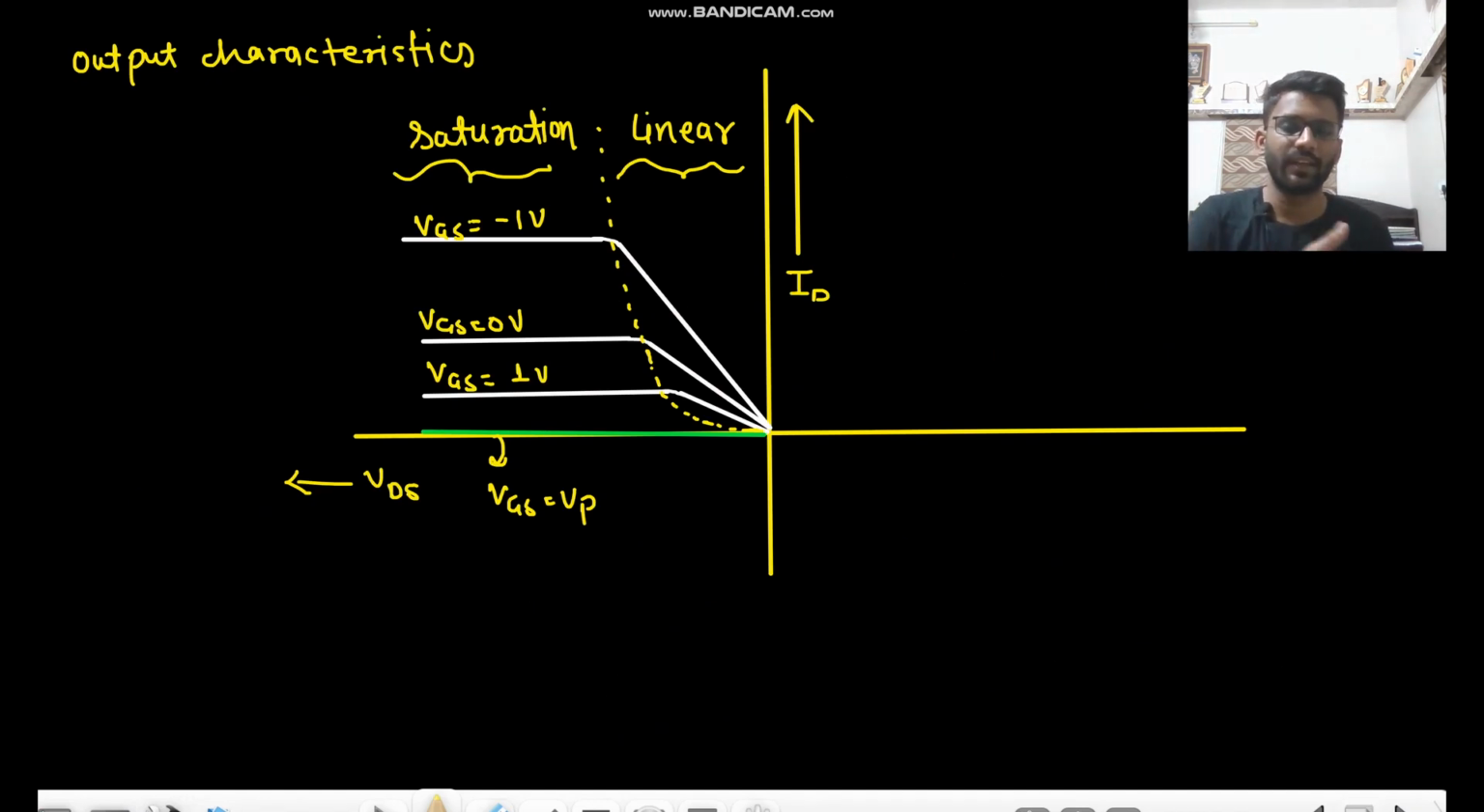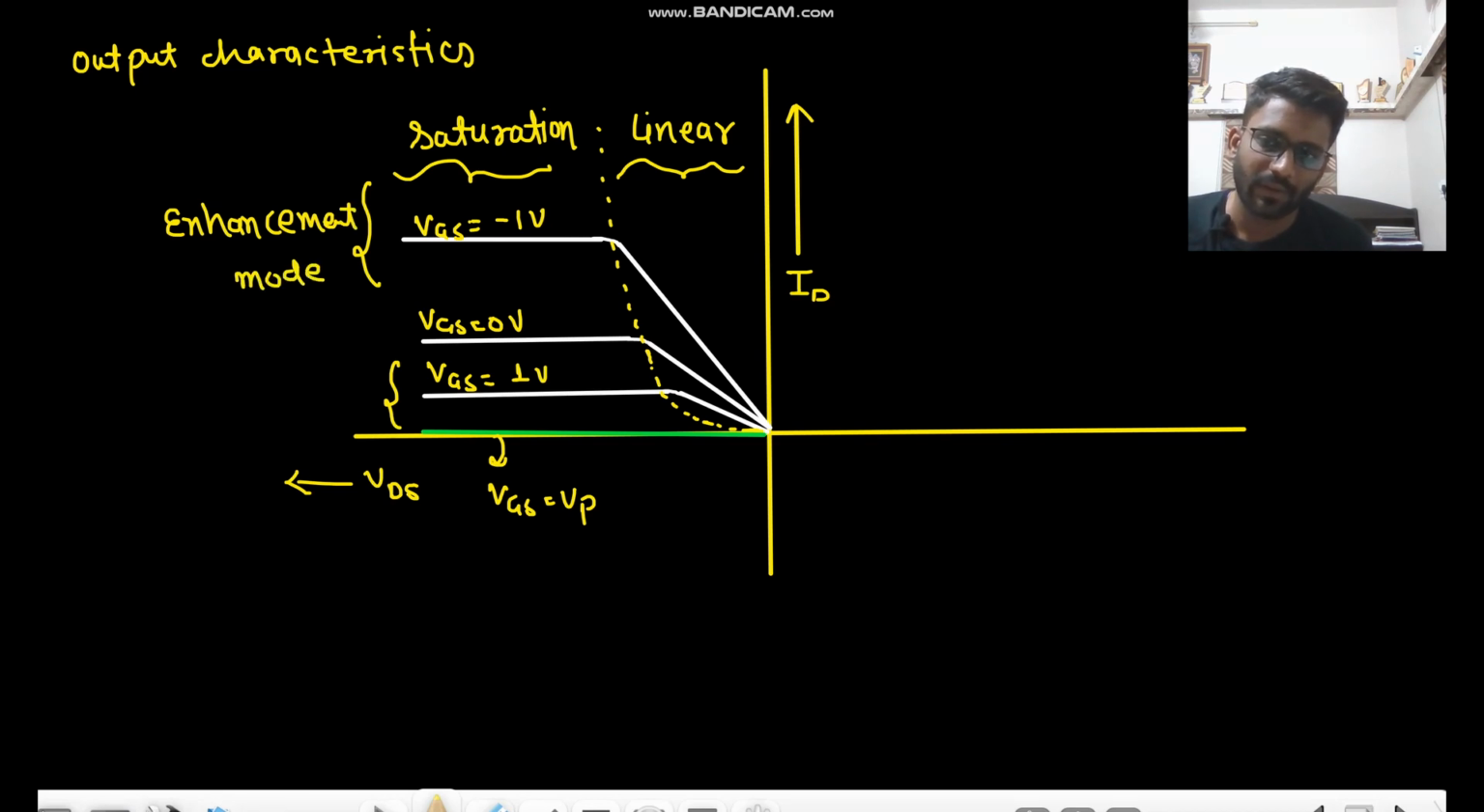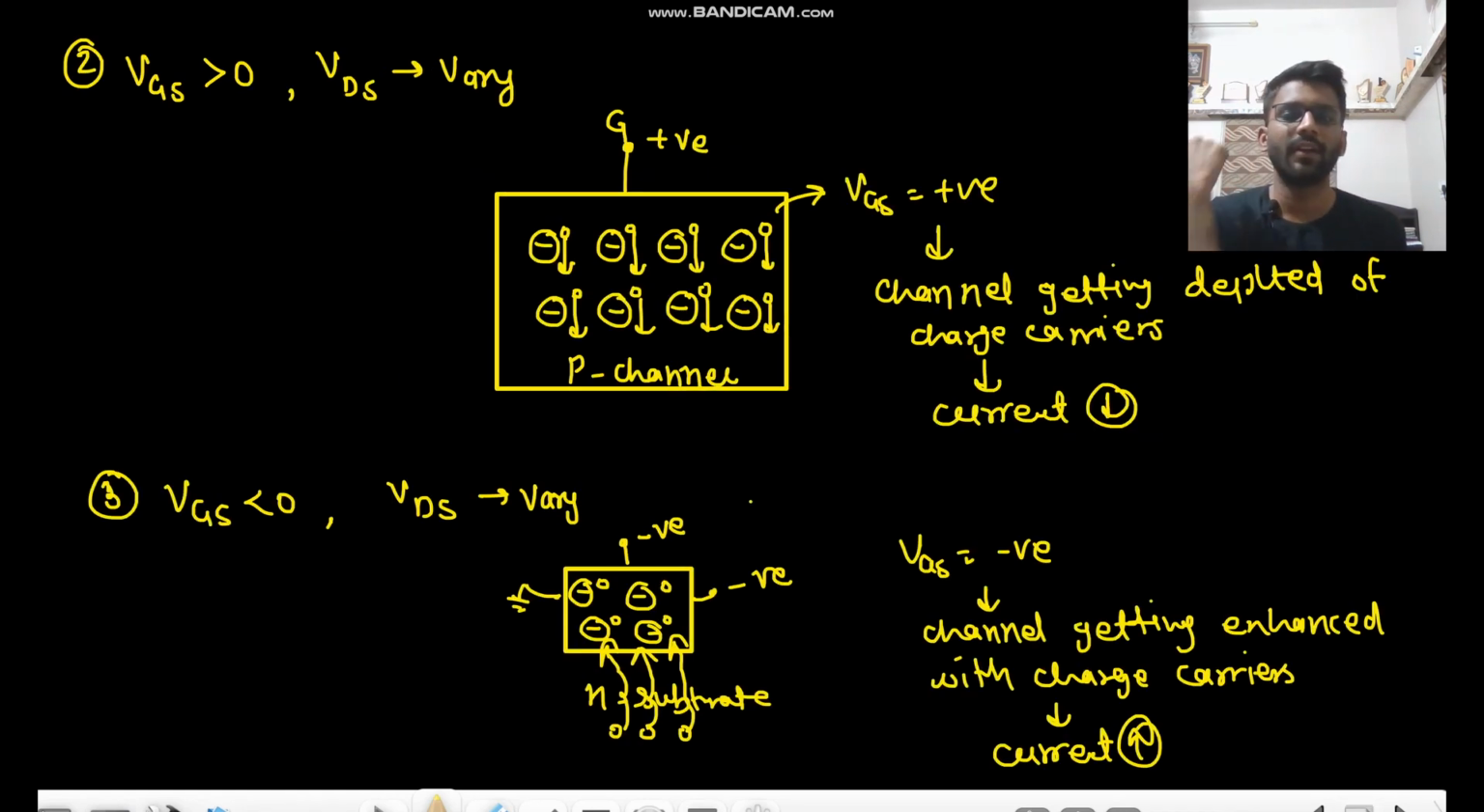Now these are the output characteristics. First, this is the linear region, where the current increases. If we have negative voltage, the current will increase. If we have positive voltage, the current will decrease. So this one is enhancement mode, and this one is depletion mode, because in this one the channel was getting depleted of charge carriers.